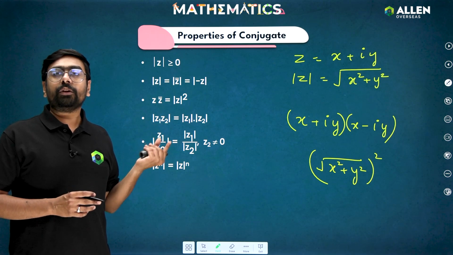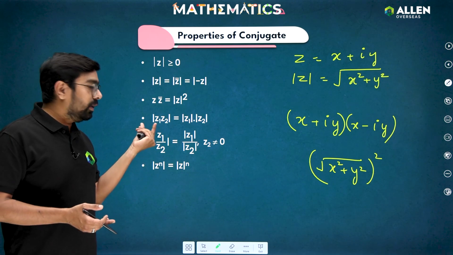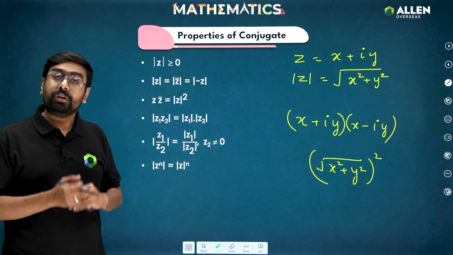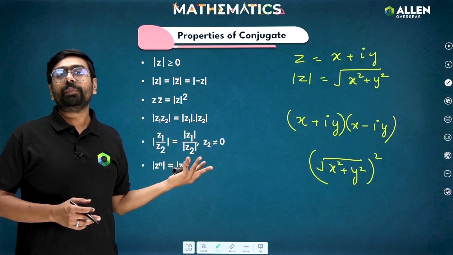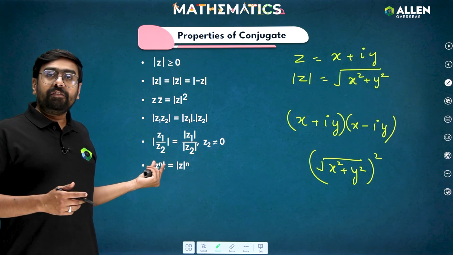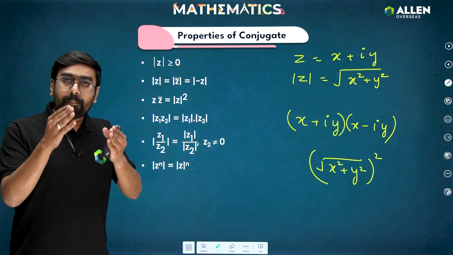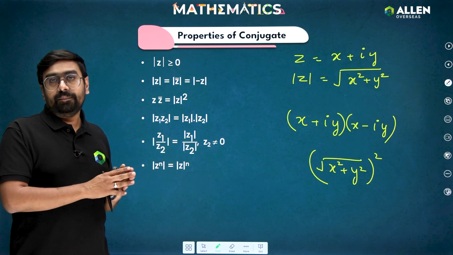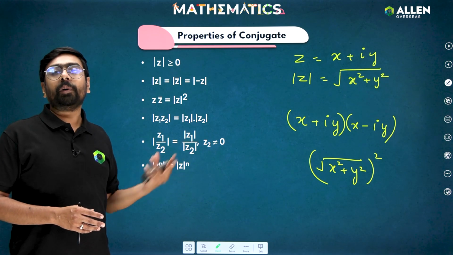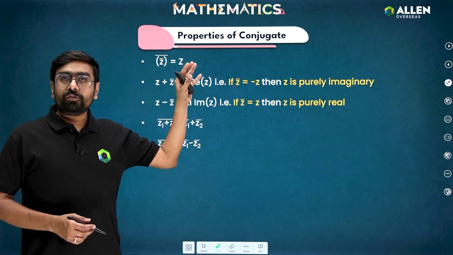Mod of z1 into z2 can also be written as mod of z1 multiplied with mod of z2. Mod of z1 divided by z2 can be written as mod of z1 divided by mod of z2. The condition is z2 should not be equal to 0, the denominator should not be equal to 0. If we apply mod on z to the power n, that is equal to power n applied on mod of z. That means mod of z to the power n is equal to mod z to the power n. Some more properties on conjugate now.